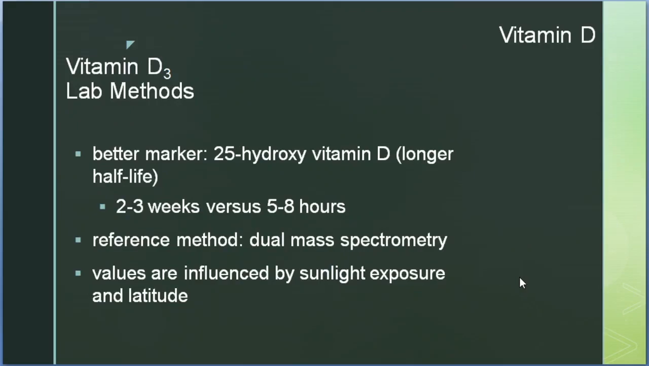We have different laboratory methods to identify our vitamin D3. However, your 25-hydroxy vitamin D or your inactive form of your vitamin D is a better marker since it has longer half-life. So around 2 to 3 weeks versus your active form, which is only 5 to 8 hours. So the reference method that we do is your dual mass spectrometry. Still, you're following the principle of your absorbance. The values are influenced by sunlight exposure and latitude. So there are around 35 metabolites of your vitamin D2 as well as your D3. However, there are only 2 clinically important.